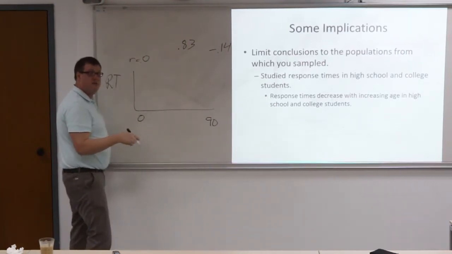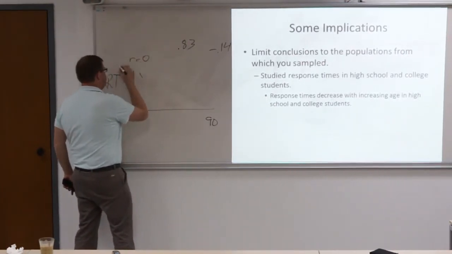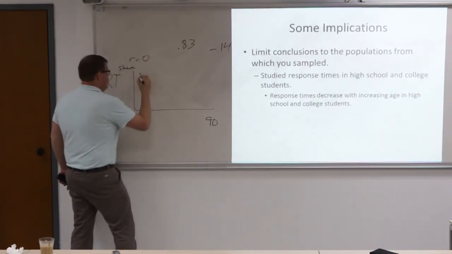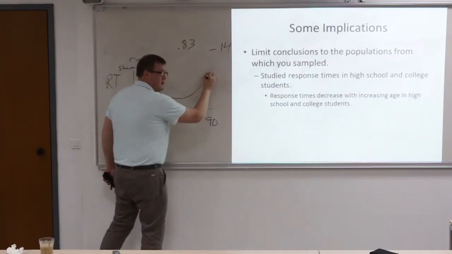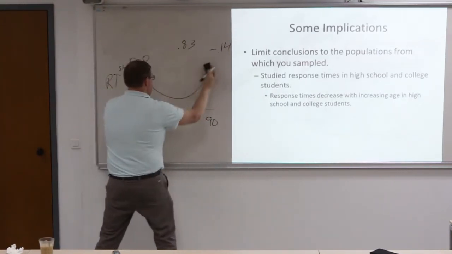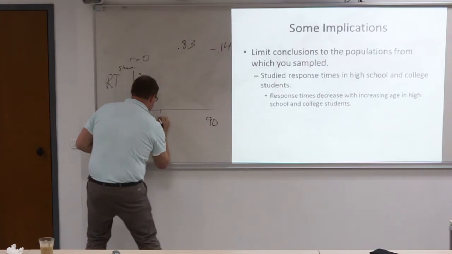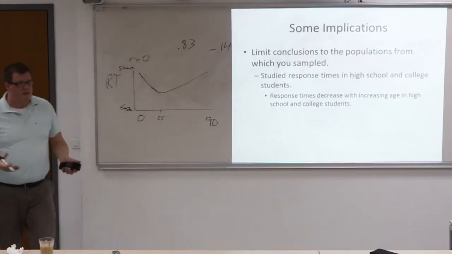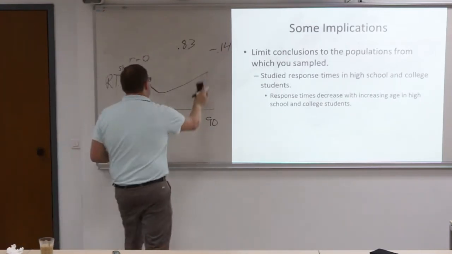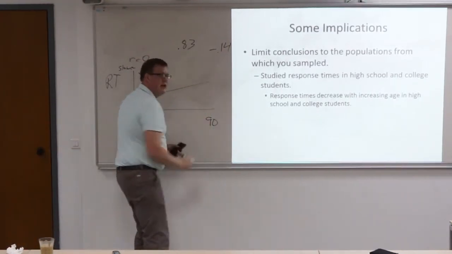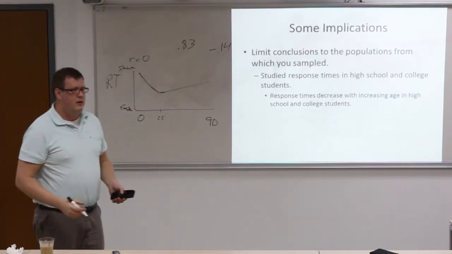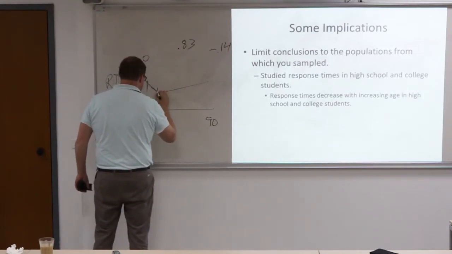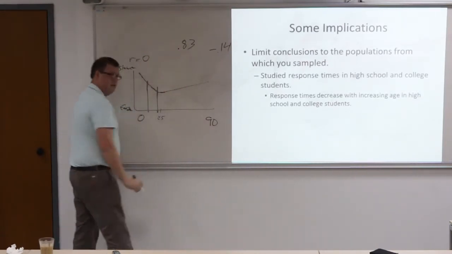Response times would decrease. They would be faster, so this is slower, and this is faster. So you'd expect something like this. I said 25, so, like that. The shape may differ a little bit, but some type of curvilinear relationship, right? Now think, we looked at high school and college students, so we're looking at students, let's say, that are in this range, right?